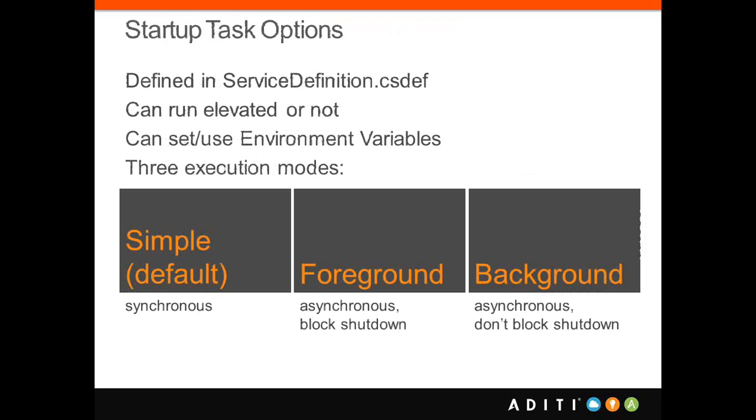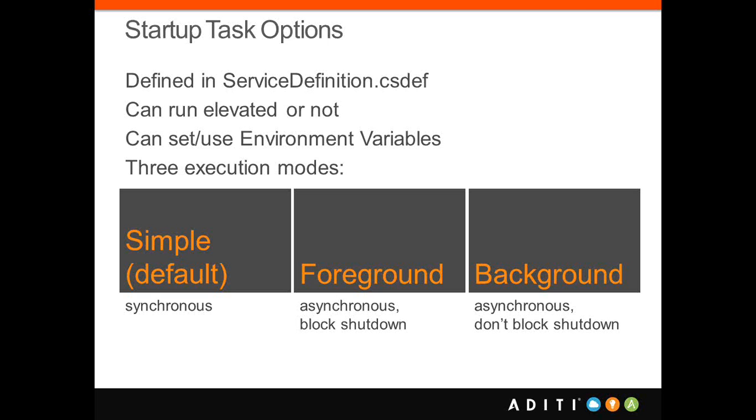So there are multiple options. You define the startup task in the service definition file. You can say whether you need elevated access or not. You can also set and use environment variables, if some of the startup tasks need them. For example, if you want to install some third-party component, it might look for some environment variables already. So you can set them up in your definition of the startup task and make use of them. There are three modes available.